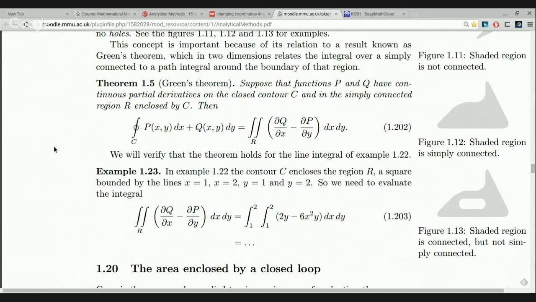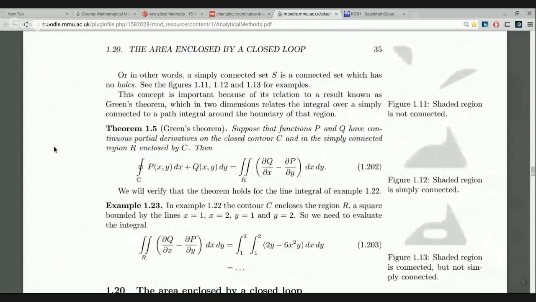Now there's three examples of regions. One, okay, you can appreciate the meaning fairly easily. The top region, that shaded region in figure 11 there, is not connected. It forms two connected subregions. Okay? That's a non-connected region.